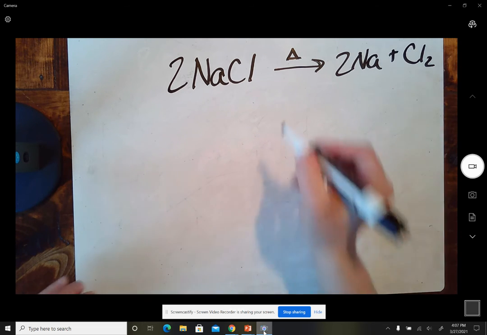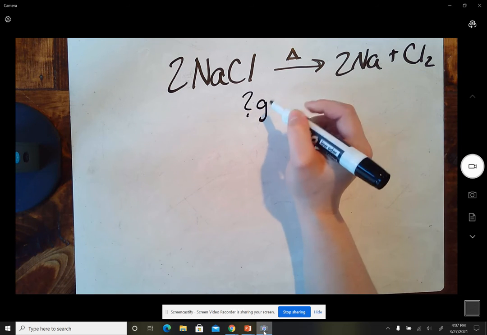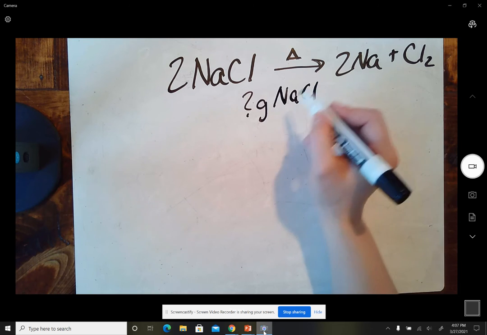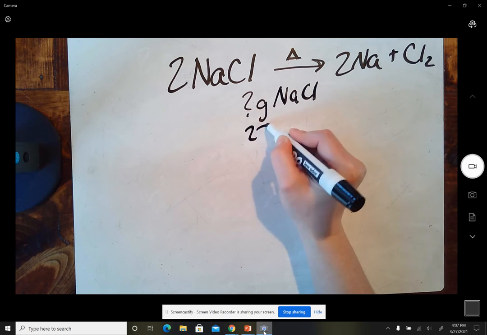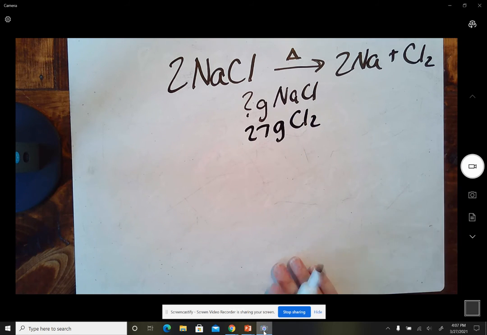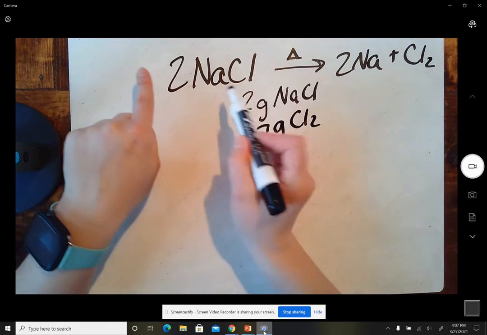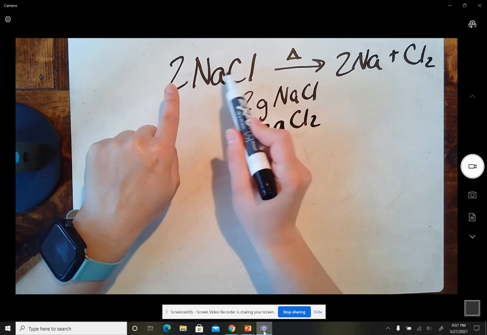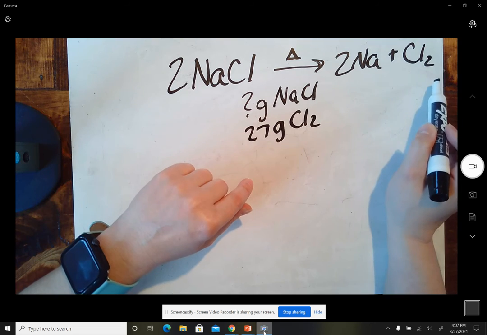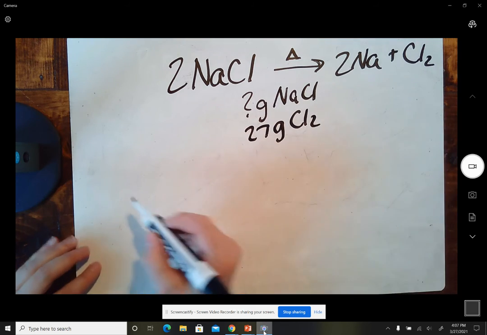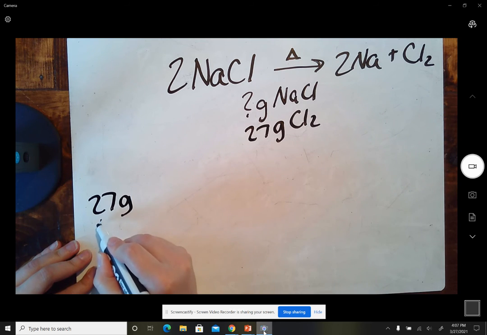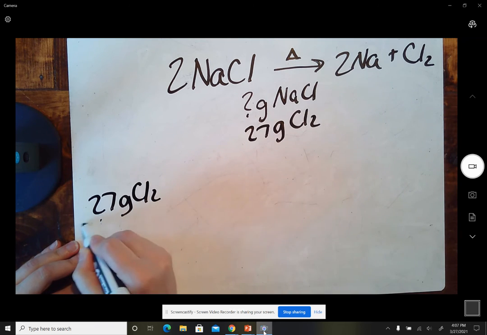And so they want to know how many grams of sodium chloride decompose to yield 27 grams of chlorine gas. So what they're saying is, how many grams of this sodium chloride decompose to give us 27 grams of that chlorine? So start with what you're given. Here we go. 27 grams of chlorine gas.